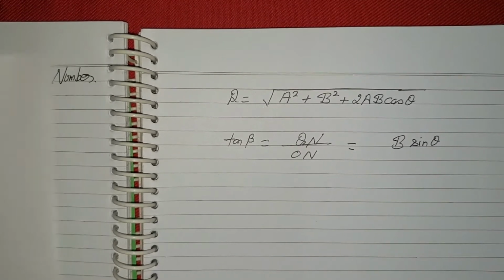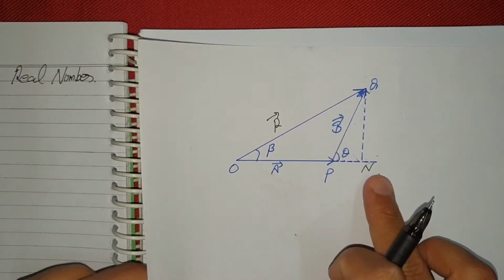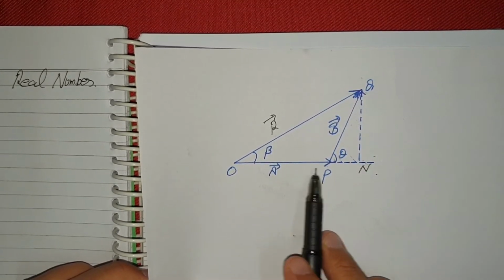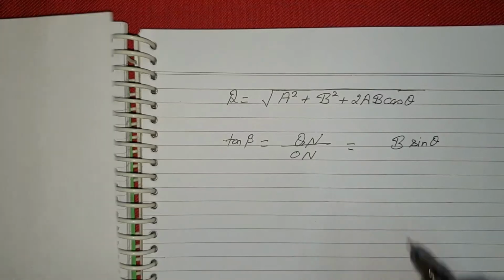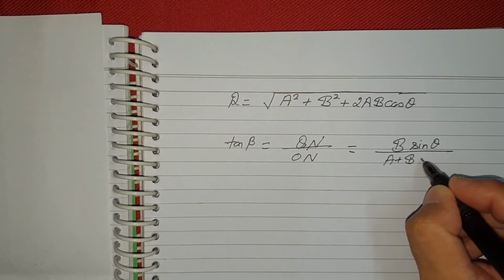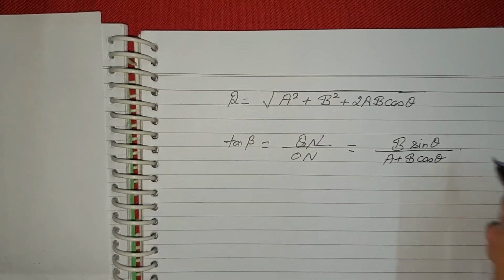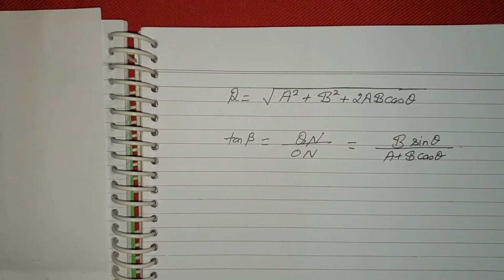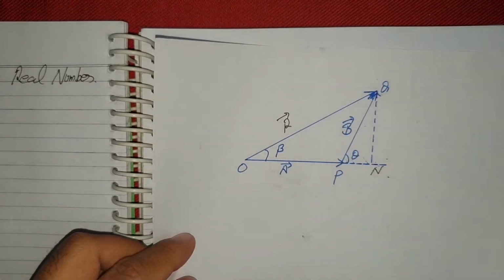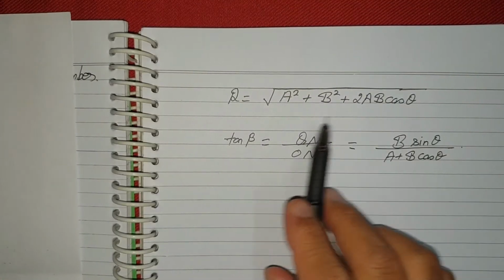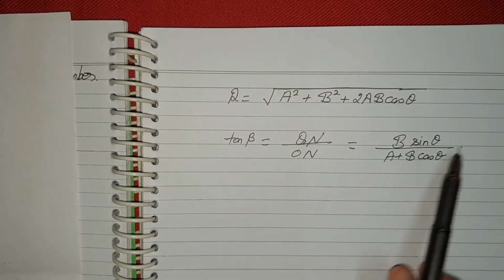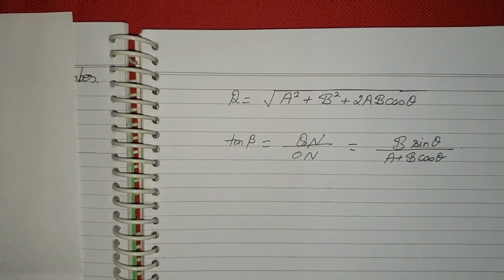And ON is actually OP plus PN. OP is A, plus B cos theta. So ON is A plus B cos theta. This is tan beta, and this is how the direction of this resultant is given. This one is the magnitude, under root of A square plus B square plus 2AB cos theta, and tan beta is B sin theta upon A plus B cos theta.